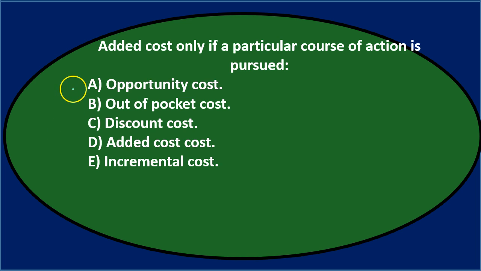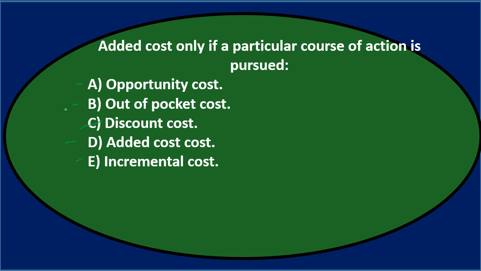So A, opportunity cost. That seems like it could be appropriate. B says out-of-pocket cost. Again, that sounds like it could be relevant. C says discount cost. That doesn't seem like something we're dealing with right here. And D says added cost. And again, that sounds like it could possibly be appropriate. And E says incremental cost. That's another term that should sound somewhat familiar.